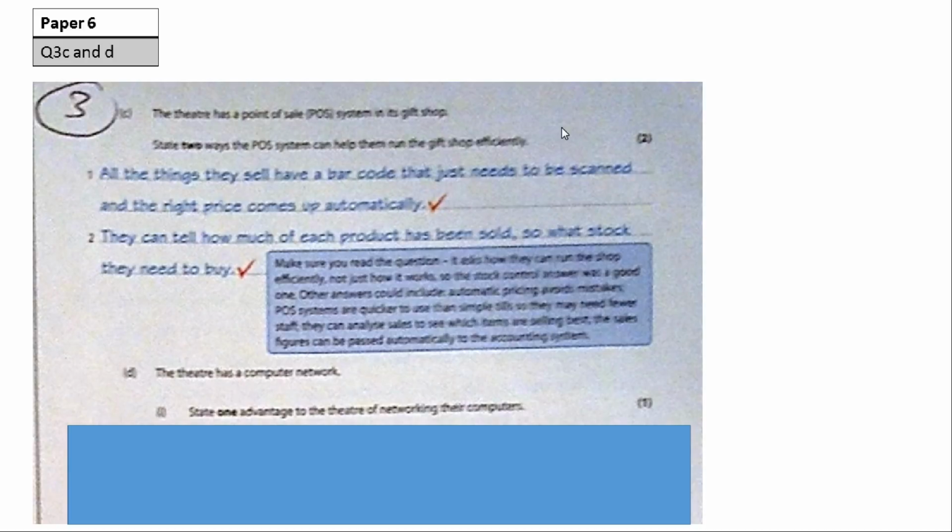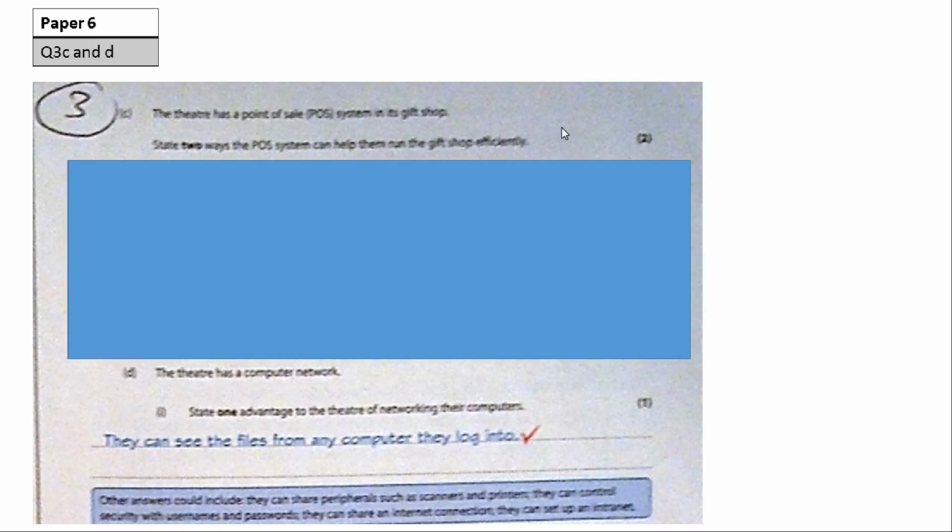Also, because it's a computer and it keeps track of what's being sold, it can also tell you how much you sold and how much stock you've got as well. Okay, so just basically speed and efficiency. Okay, the theatre has a computer network. State one advantage of the theatre of networking their computers.